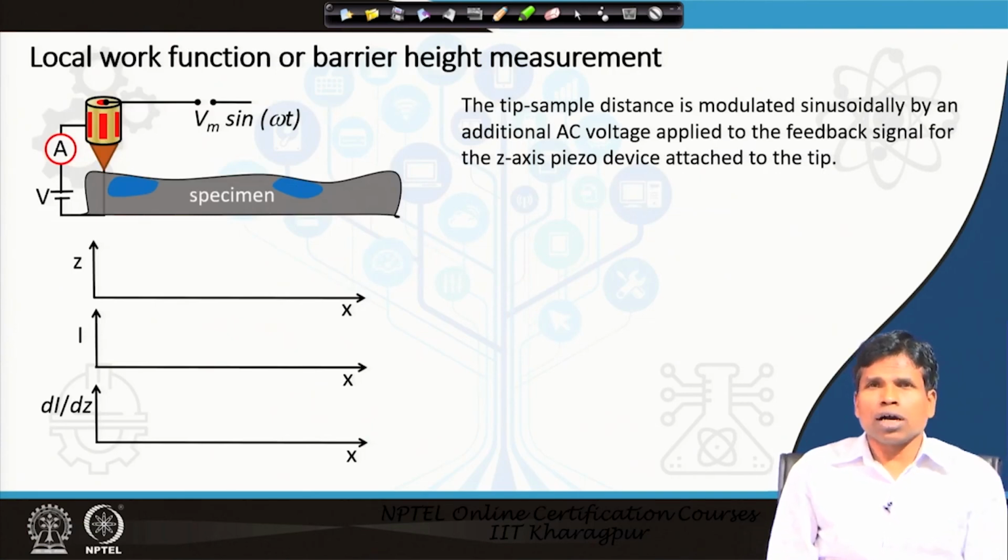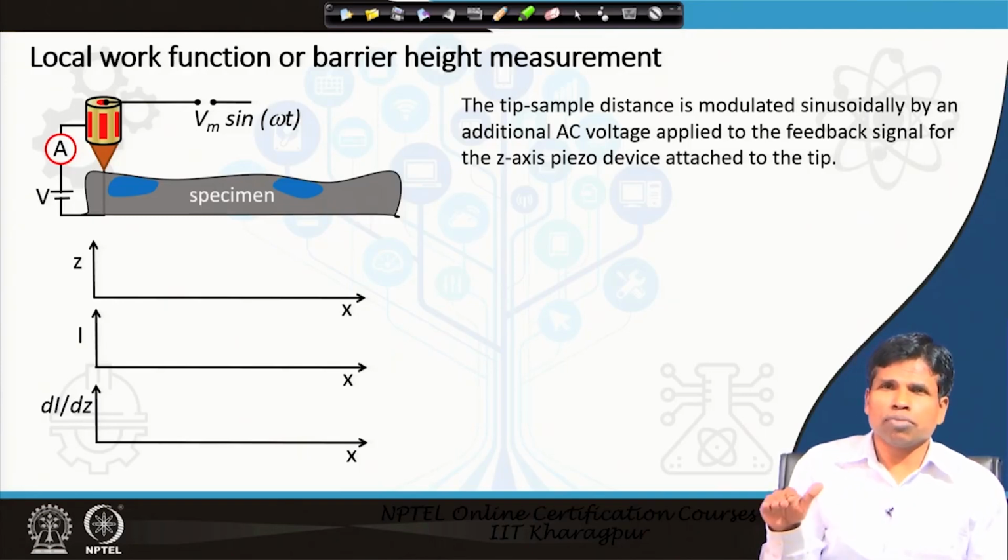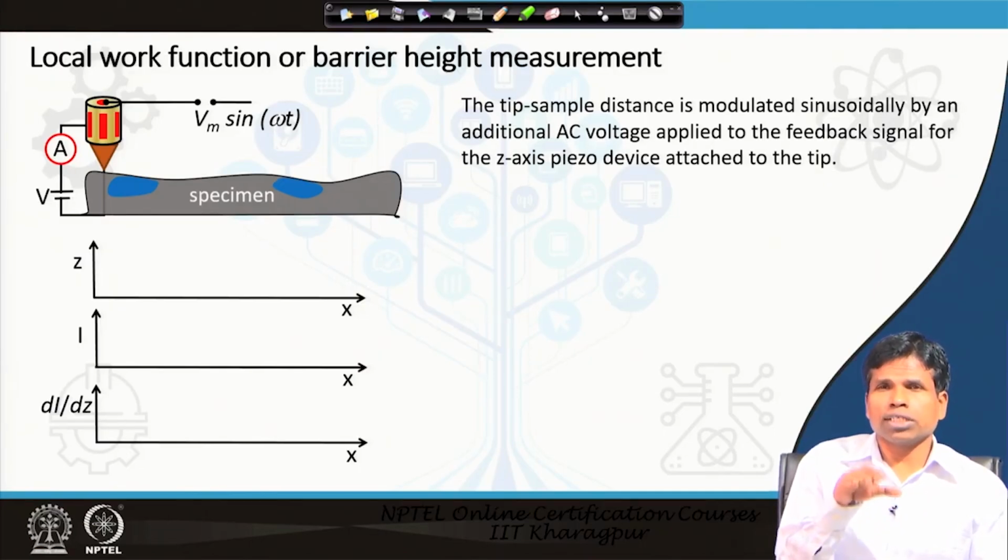We can do the local work function because the sample may not be uniform. The sample may be flat, but different regions can have different materials, and therefore their work function will be different, and as their work function will be different, that is nothing but the barrier height will be different. So, using this scanning tunneling spectroscopy, we can measure the work function at different locations of the sample.